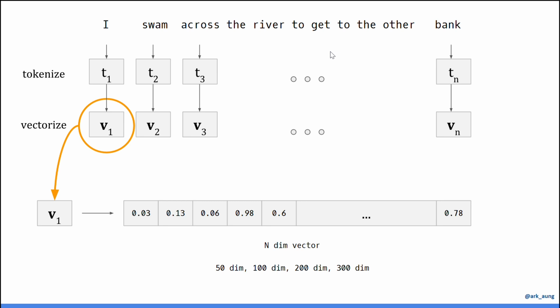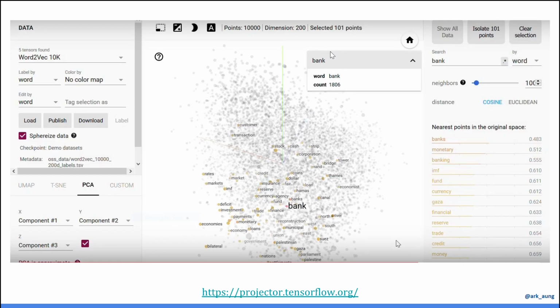Words which are of similar meanings, or are closer to one another in terms of semantic meaning, tend to cluster up as vectors. For example, here I use this awesome project from TensorFlow, projector.tensorflow.org.